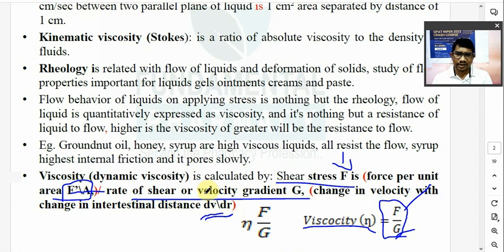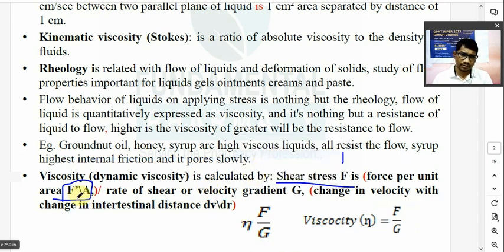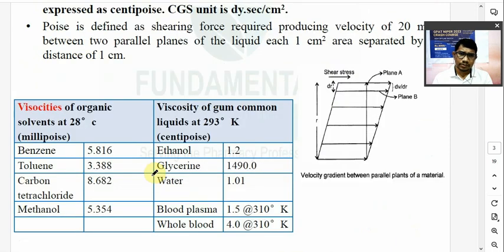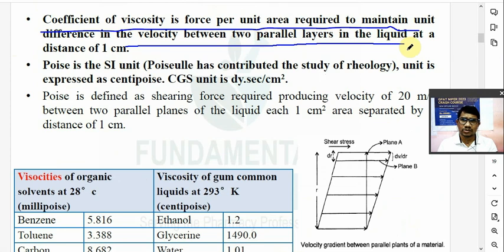Are you getting this so far? Tomorrow also I am going to explain the same in a different way. Now you can see, the coefficient of viscosity is nothing but the force per unit area required to maintain a unit difference in the velocity between two parallel layers of the liquid at 1 centimeter. This came up 3-4 times in the definition.